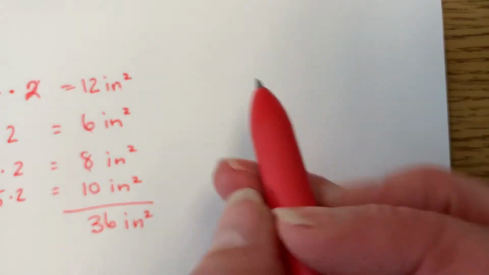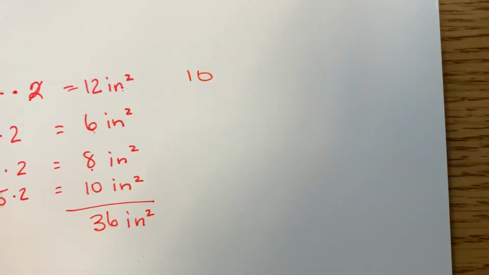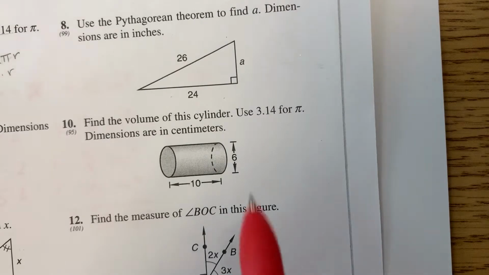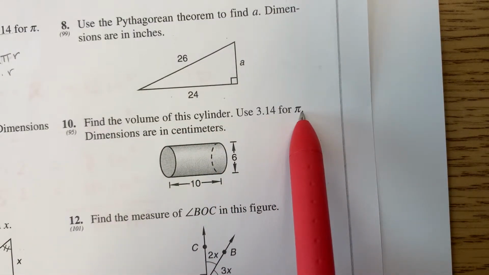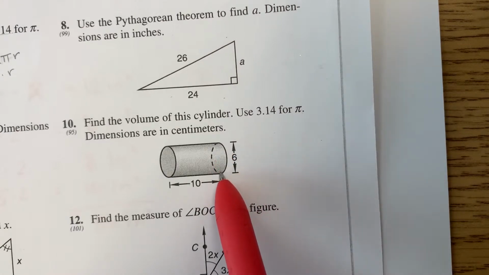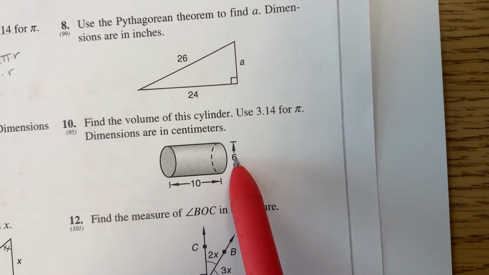All right, let's do number 10. We're supposed to find the volume of the cylinder. I'm going to move this in again. I hope it doesn't make you guys sick when I move that back and forth. So we need the volume of the cylinder. We know that the diameter of this circle is 6 centimeters.